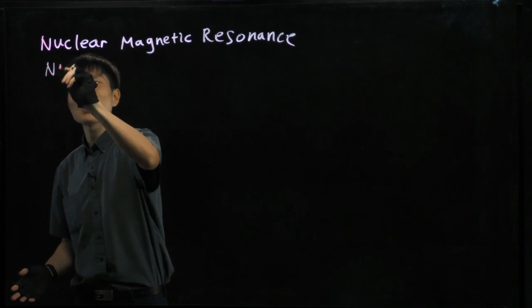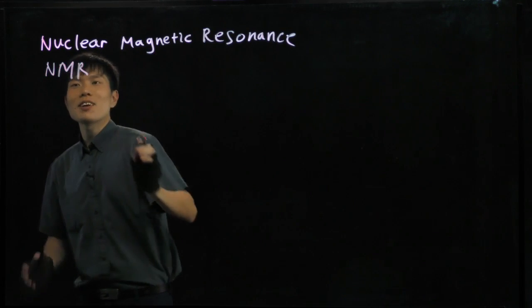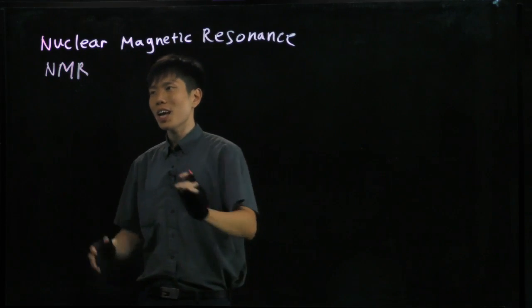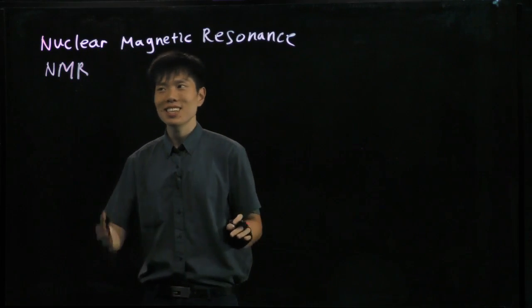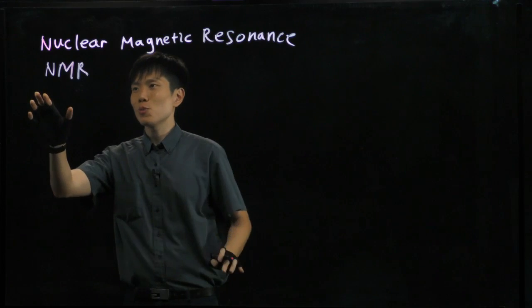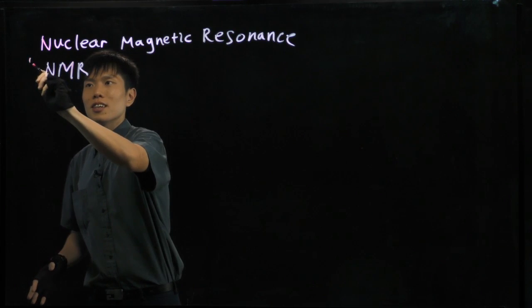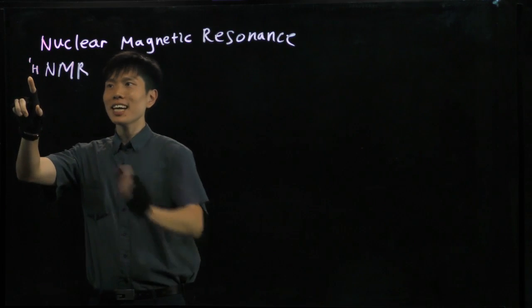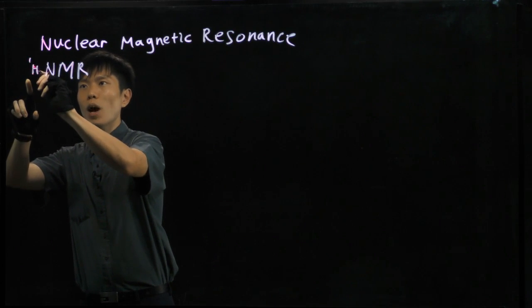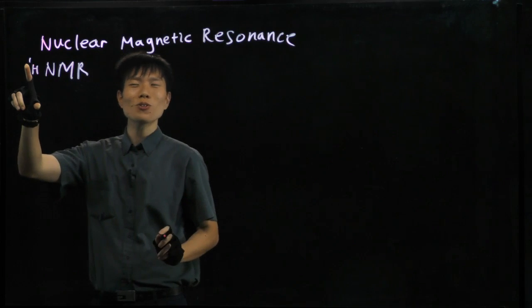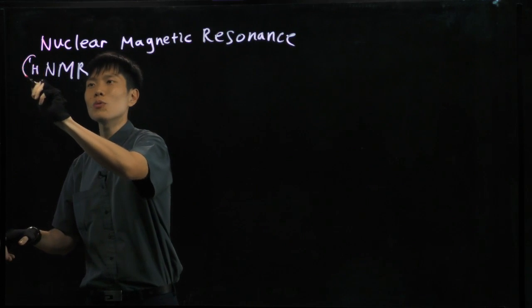So in short, NMR. For your syllabus, I'll be teaching you how to apply this technique in organic chemistry. To be specific, we'll be analyzing a proton NMR, a hydrogen nucleus with one proton and no neutron. So this is what we look at.